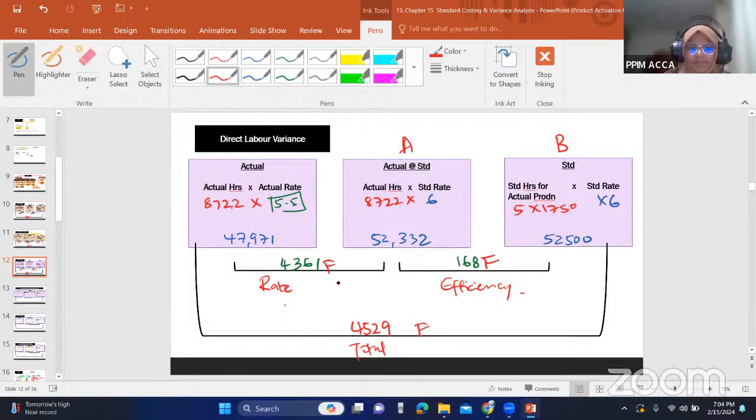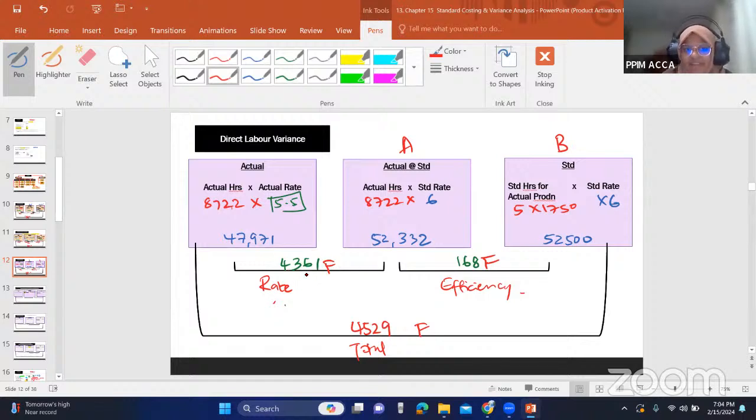Okay. Now I'll explain why it's called rate. The reason this was favorable is because the amount that we paid is less. Carefully analyze. Our standard is saying pay our laborers 6 per hour, but we have paid 5.5, meaning we have paid them a lesser rate. For some reason, we have paid them less and they have agreed. That is why this rate became a favorable variance.